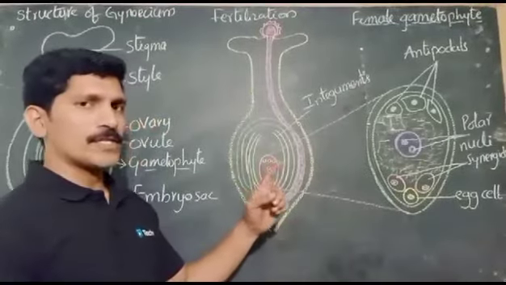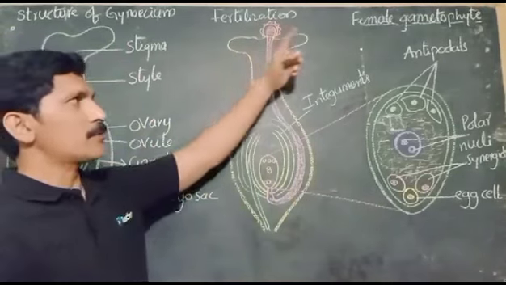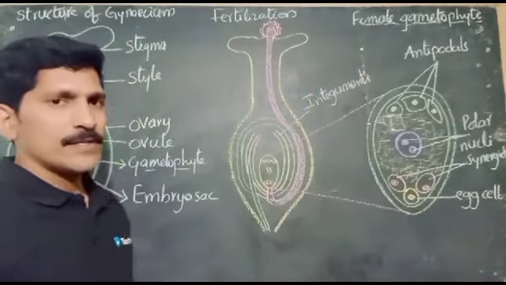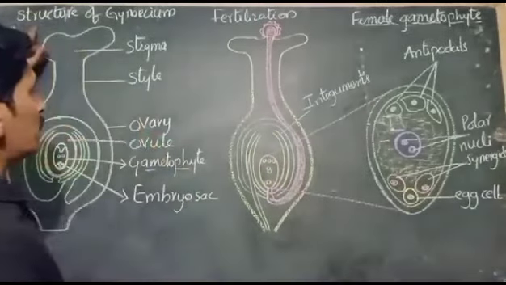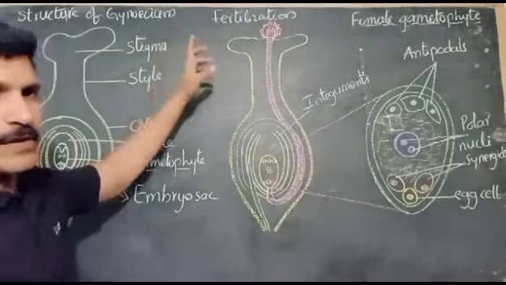Today we are going to discuss the structure of gynoecium, fertilization process, and structure of female gametophyte. See the structure of gynoecium. Gynoecium is the female reproductive part of the flower, right?